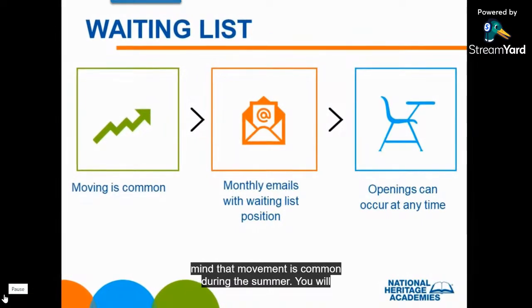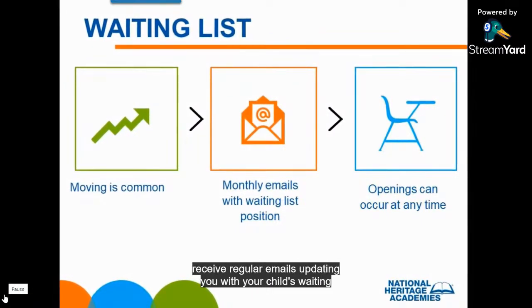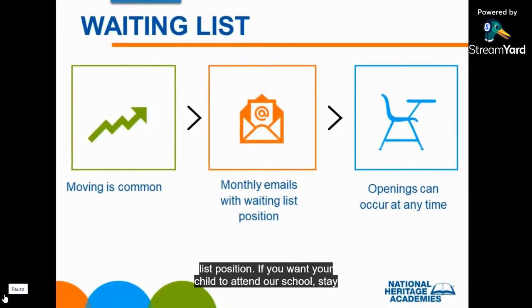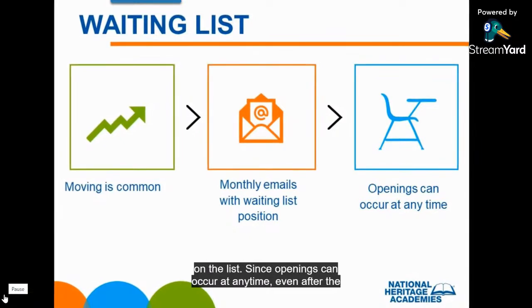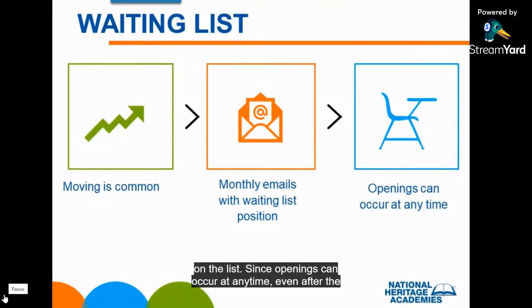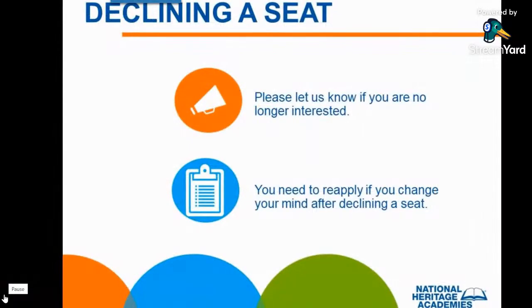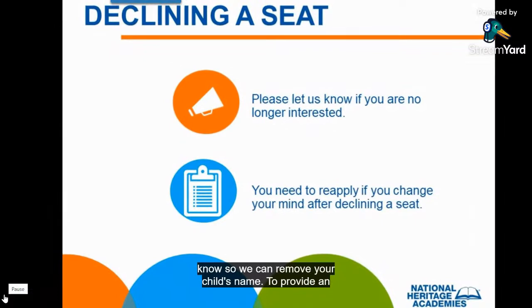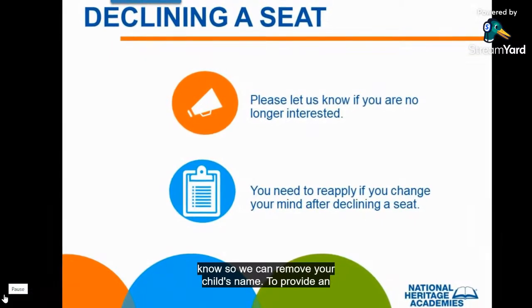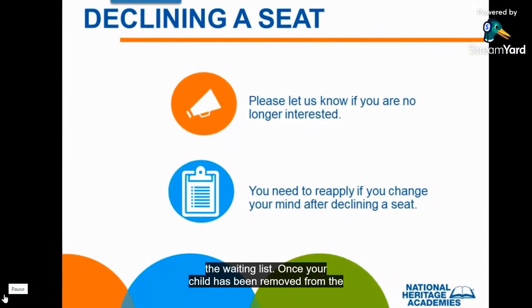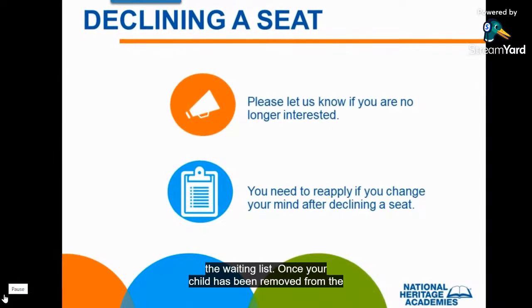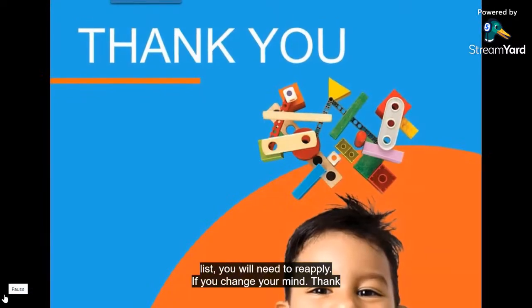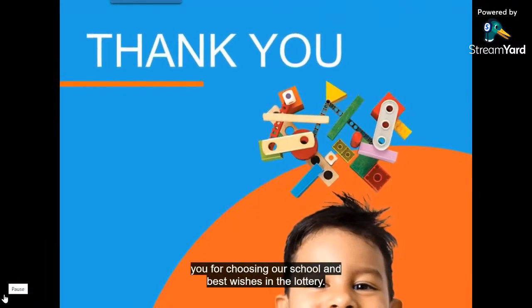During the summer, you will receive regular emails updating you with your child's waiting list position. If you want your child to attend our school, stay on the list, since openings can occur at any time, even after the school year begins. If you are no longer interested in our school, please let us know so we can remove your child's name to provide an opportunity for another child on the waiting list. Once your child has been removed from the list, you will need to reapply if you change your mind. Thank you for choosing our school and best wishes in the lottery.